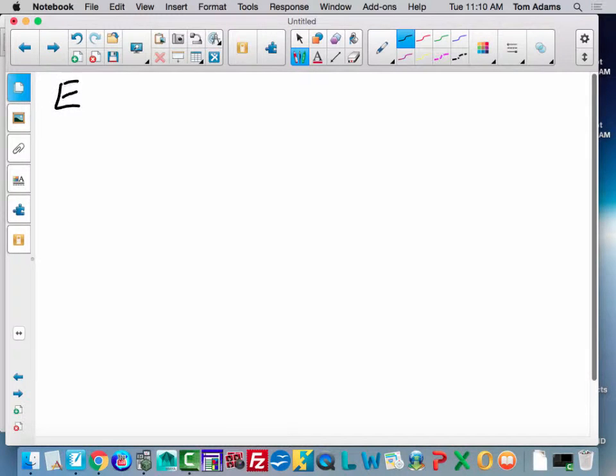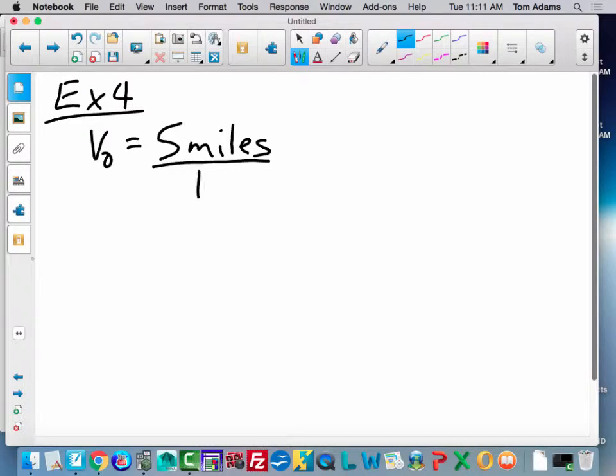So now for example number 4, it says a car is moving with an initial velocity of 5 miles per hour and accelerates at a rate of 2.4 t miles per second for 8 seconds. Okay, so let's write down what we have. Our initial velocity, V naught, is equal to 5 miles per 1 hour.